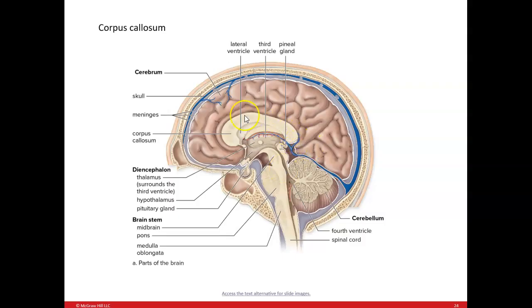And this piece right here that's associated with the cerebrum, that you'd have to cut in half to get two halves of the cerebrum, is called the corpus callosum. So the corpus callosum is the brain tissue that connects the right and the left side of the cerebrum. I'm pretty sure in lab we talk about that.